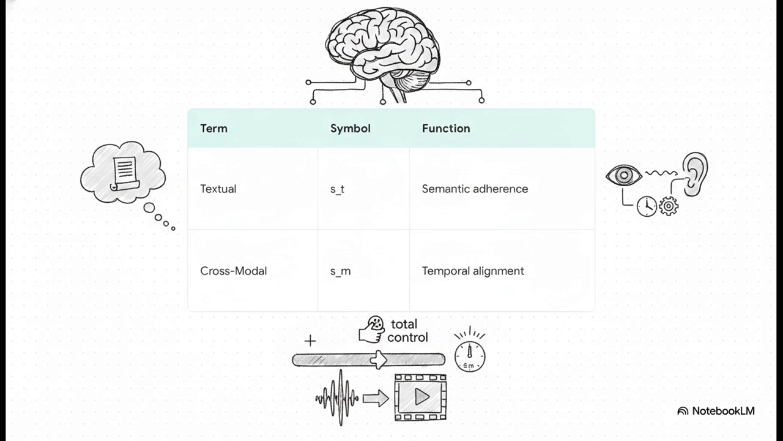You have S_T for textual guidance, and then this powerful new term, S_M, for cross-modal guidance. The crucial takeaway here is that by tuning that cross-modal guidance term, we actively force the dynamic and contextual information between sight and sound to match up perfectly. If you dial up S_M, you get tighter temporal synchronization between the generated video and the audio track. As a creator, this gives you total, granular control over the final audiovisual alignment.